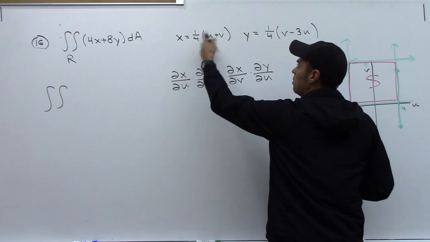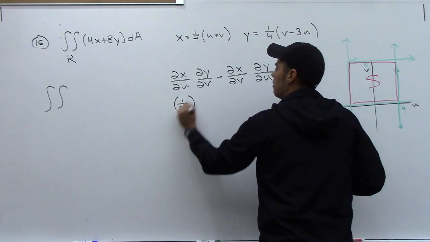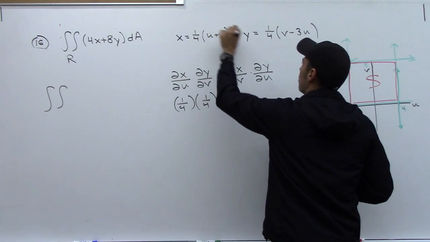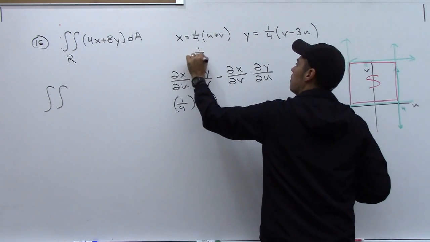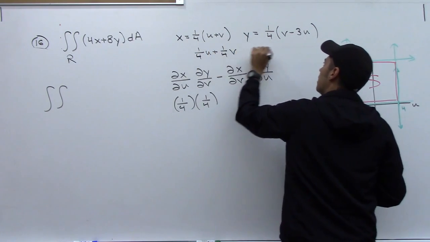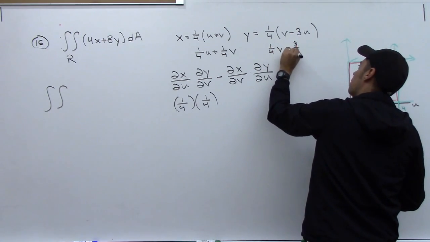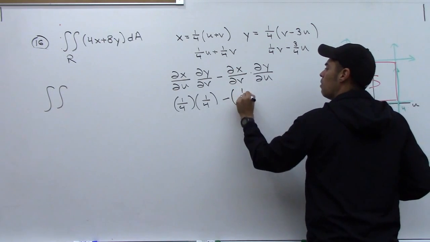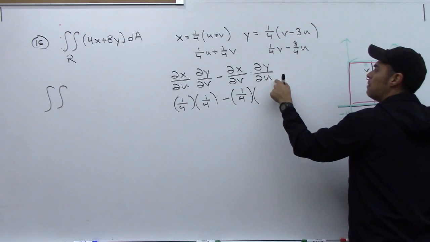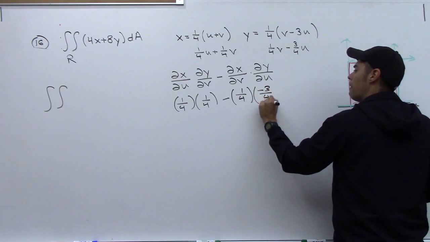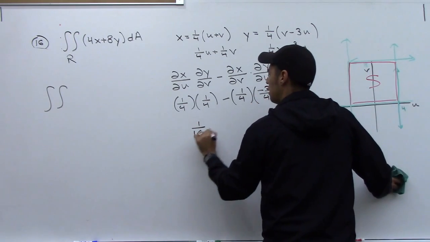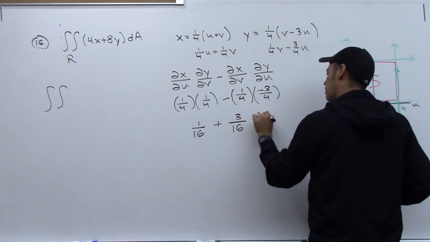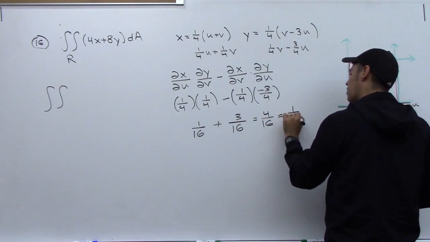Okay, so here's my stuff up here. Partial of x with respect to u, you can do that, you get 1/4. Partial y with respect to v, you get 1/4 again. Just distribute the 1/4 through, and then you'll have 1/4 u plus 1/4 v, and then here 1/4 v minus 3/4 u. Then the derivatives are really easy. Minus partial x with respect to v, which is 1/4. Then partial of y with respect to u, which is negative 3/4. So this is going to give you 1/16. Negative negative is plus 3/16, which is 4/16, which is 1/4.